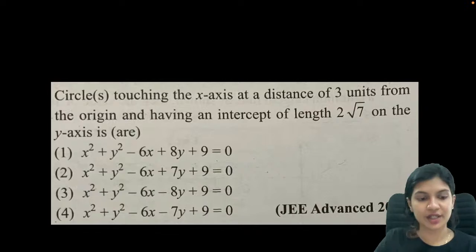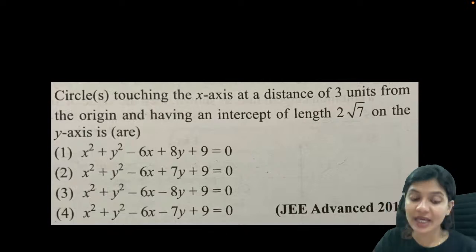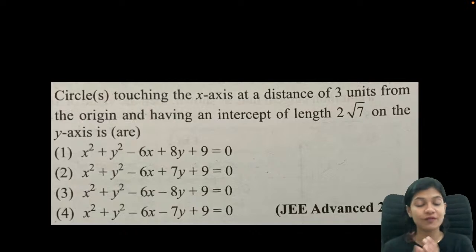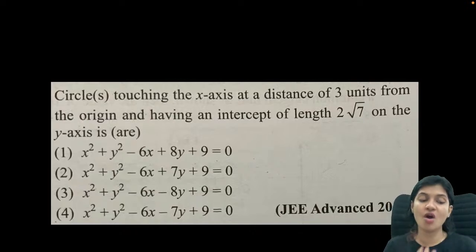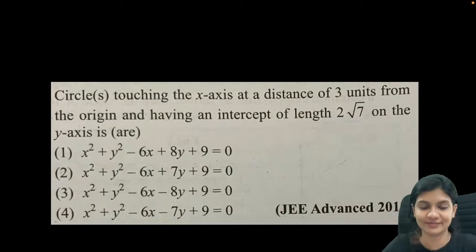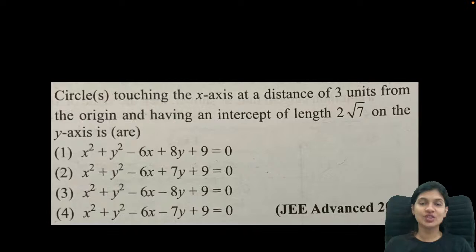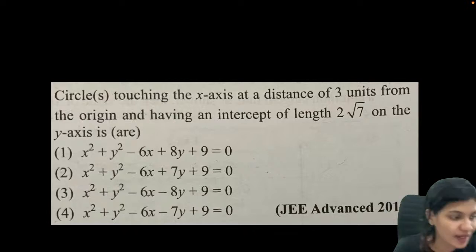Question number 4. Circles touching the x-axis at a distance of 3 units from the origin and having an intercept of length 2 root 7 on the y-axis is or are. Is or are, they have given. So this is a multi-correct answer question and this was asked in JEE Advanced 2013.